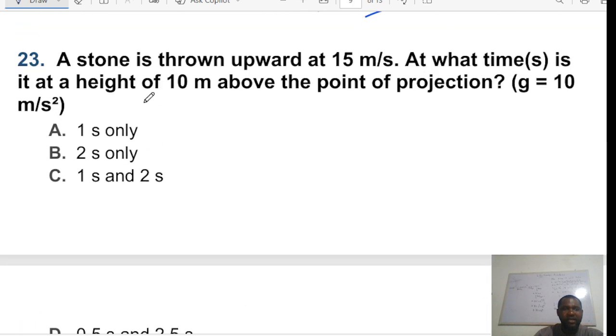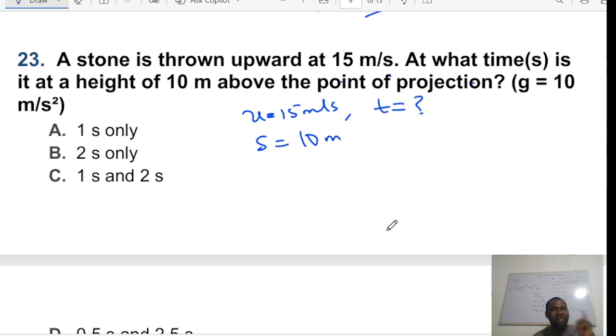Now the next one says a stone is thrown upwards at 15 meters per second. That's the initial velocity. So u is 15 meters per second. At what time is it at a height of 10 meters above the point of projection? So that means the height is 10 meters. And we want to know the time it takes to get to this height. They didn't say maximum height. Please note. The statement here is not maximum height.